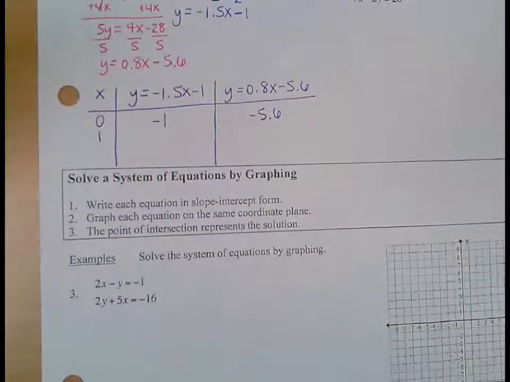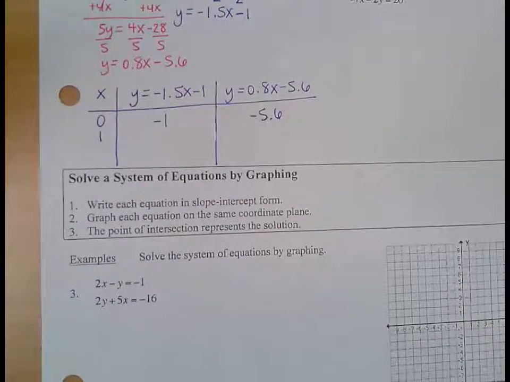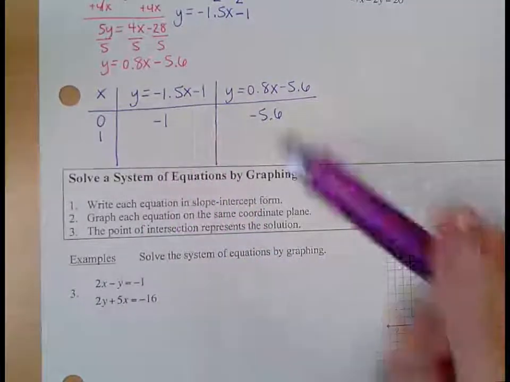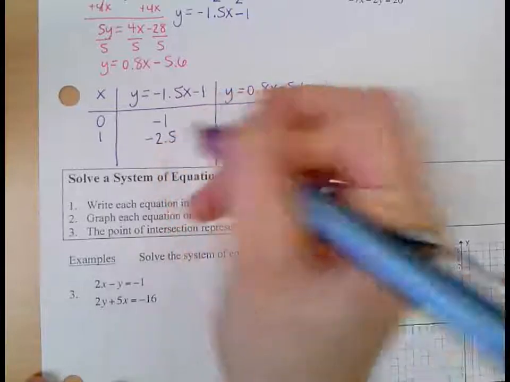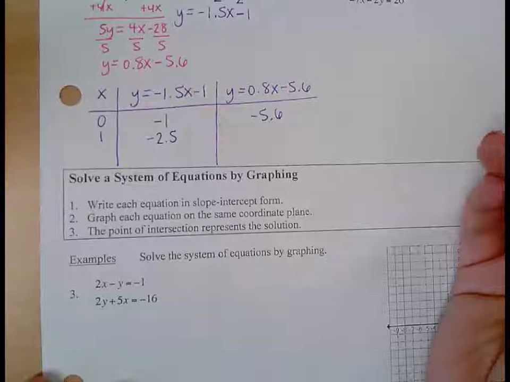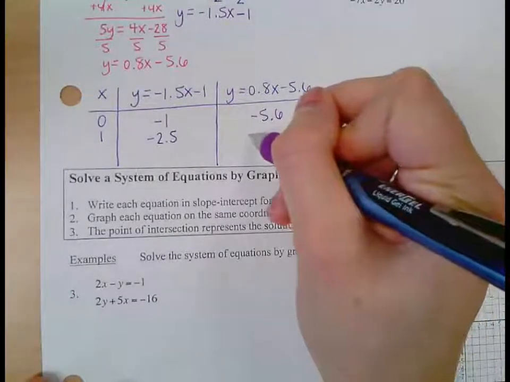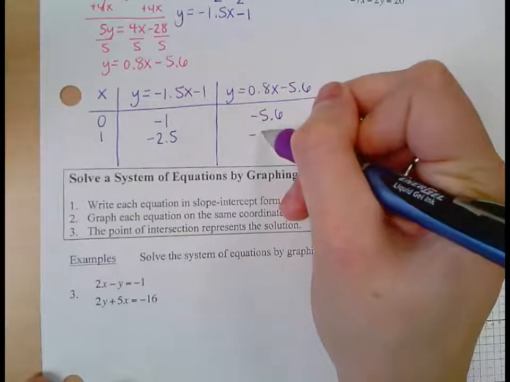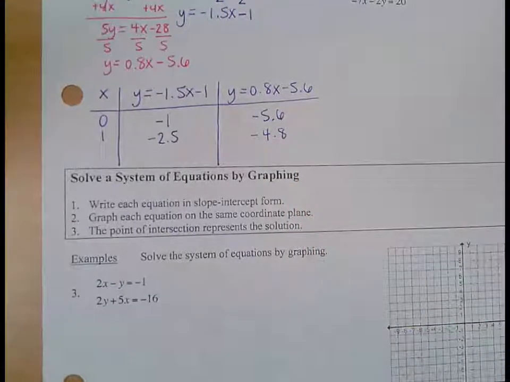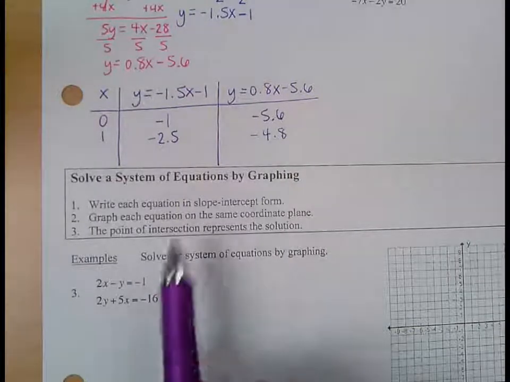I'm just going to go up to +1. So now if I substitute in +1, this is where you're not expected to just do everything in your head. Calculator might be handy. But -1.5 times 1 is -1.5, minus 1 is -2.5. And then 0.8 times 1 is 0.8, minus 5.6 is -4.8. Okay, so my solution isn't there either. These y values are not the same.